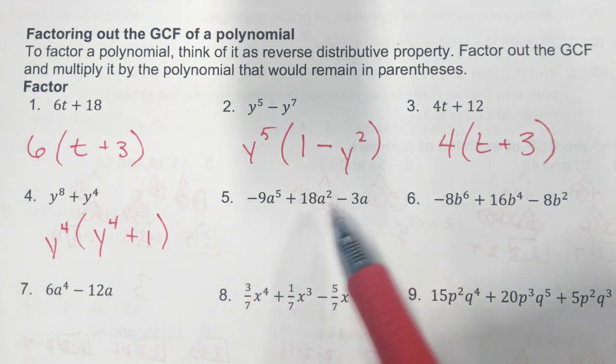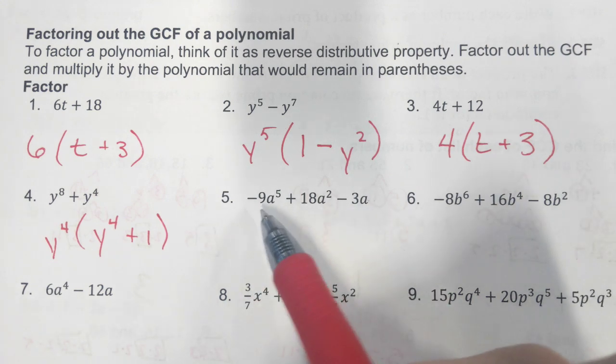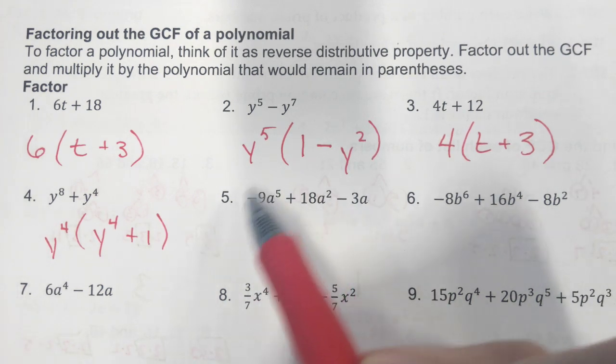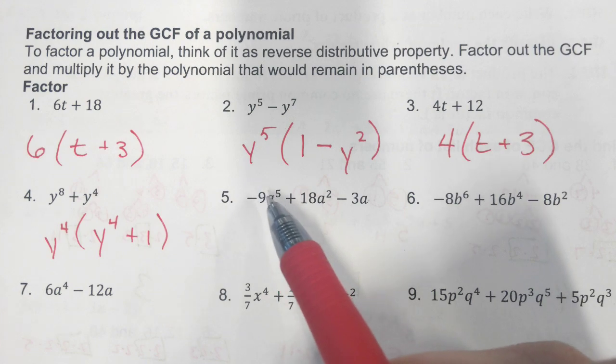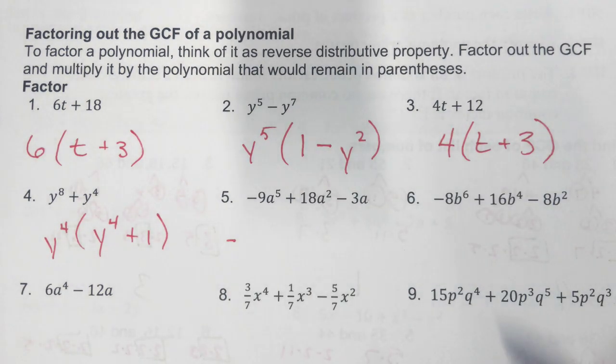All right, number 5. We're getting a little more complicated, but it's really not too bad. We don't want our first term in the parenthesis to be negative, so if the first term of the polynomial is negative, we're definitely going to factor out a negative.